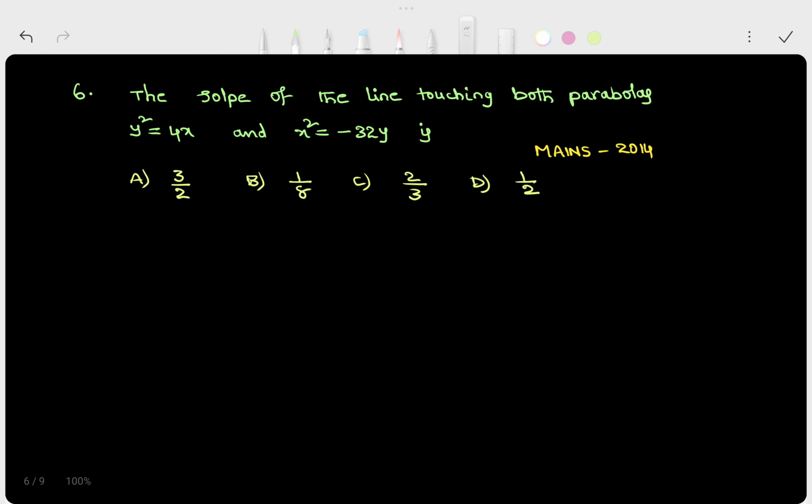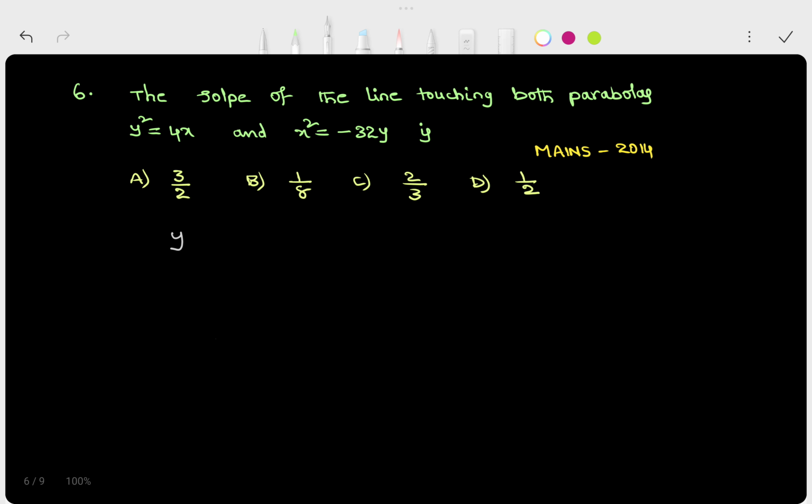In this video, we are going to discuss one of the important questions: how to find the slope of the common tangent to the given parabolas. I will tell you a shortcut formula for this. What is the shortcut formula for this problem?